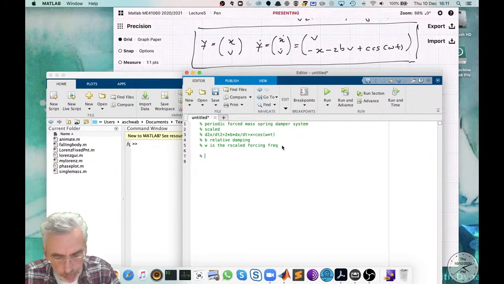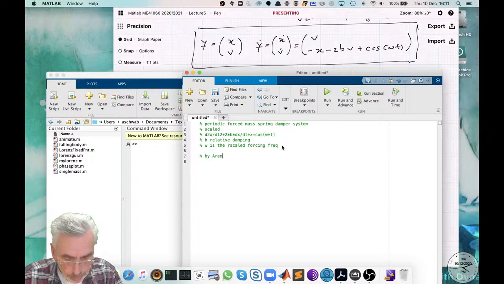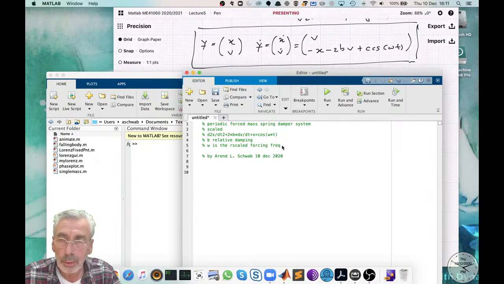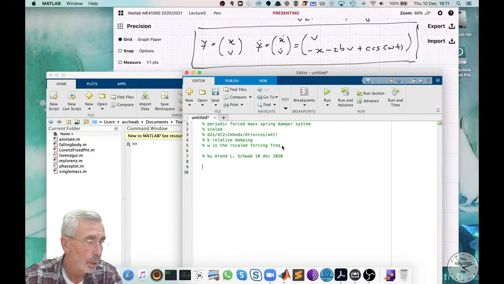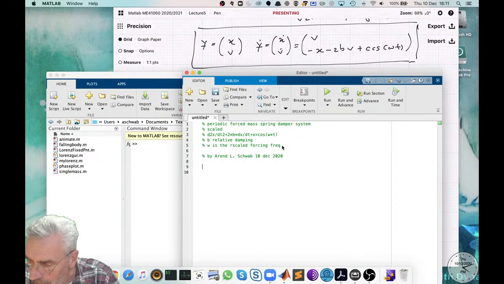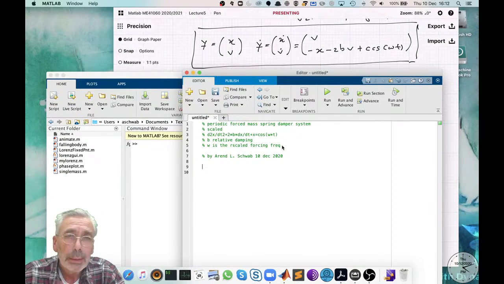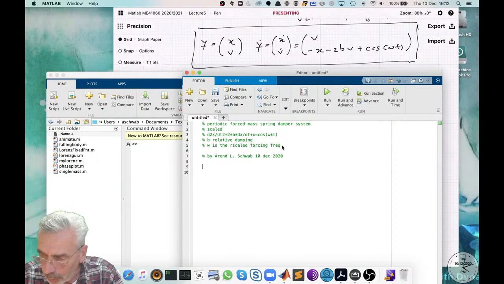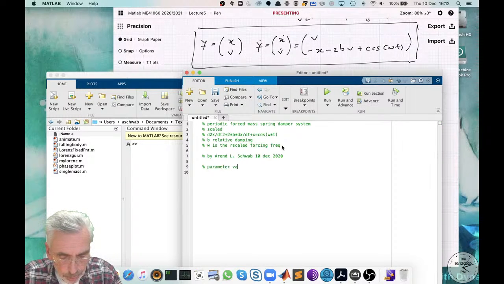Oh yeah, and we write by whom: by Matlab, and today is 10 December 2020. Okay, I cannot postpone the work anymore. This is really like work. You take a little bit of coffee and you snack something, you read some email, and now I really cannot postpone doing the work. So let's start with the parameter values.